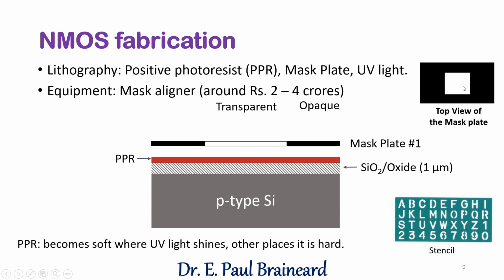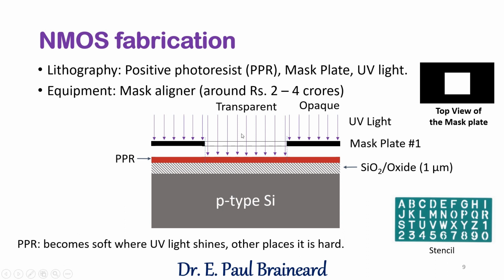As I said earlier, this is pattern transfer process. It is similar to transferring alphabets using stencil onto a white paper. The mask plate has transparent regions and opaque regions. Light travels through the transparent regions and it is blocked in the opaque regions.